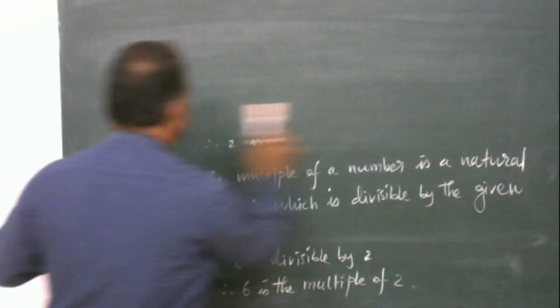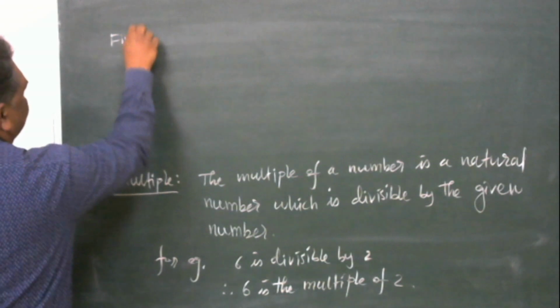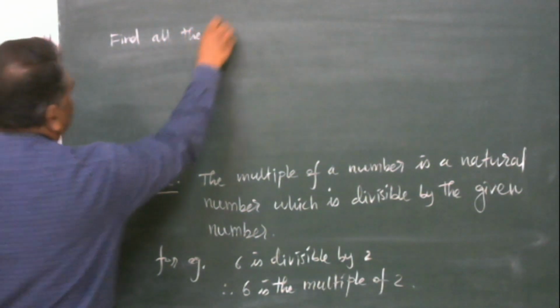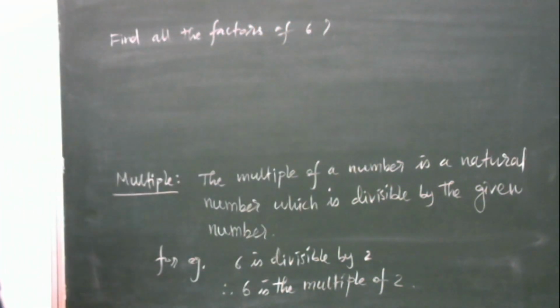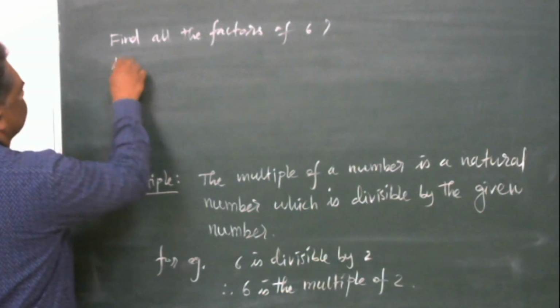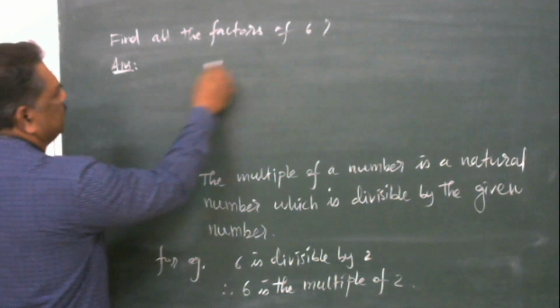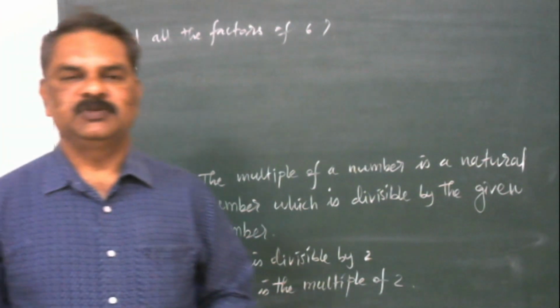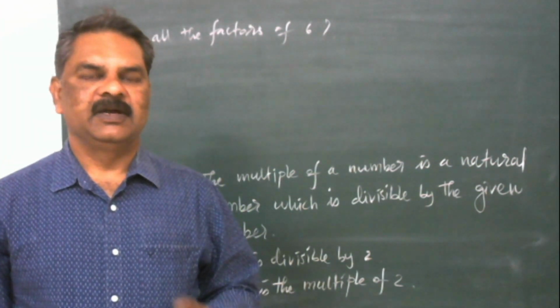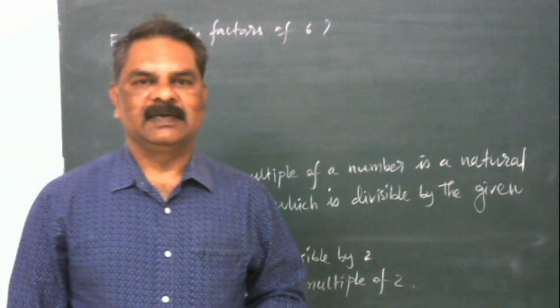Now we need to find out the factors of 6. How do you find all the factors of a number? We have a procedure to find the factors of a number. Let me write, and we know that it is a divisor. So 1 divides 6 exactly, 2 divides 6 exactly, 3 divides 6 exactly, 4 doesn't divide 6 exactly, 5 doesn't divide 6 exactly, 6 divides 6 exactly.